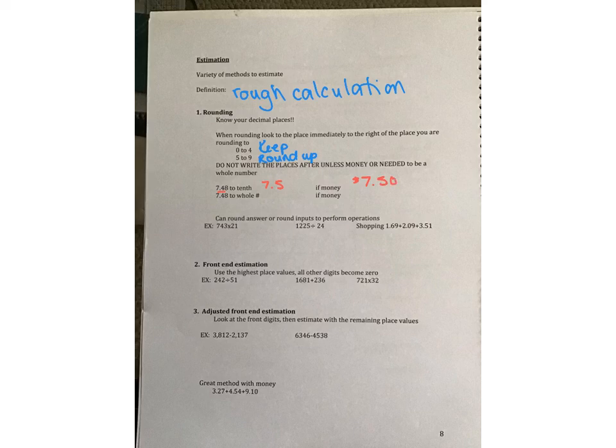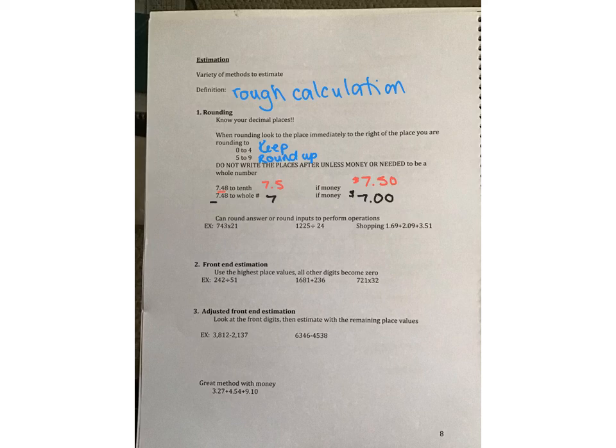Looking at the same number, but we're going to round it to a different place this time, we're going to round to the nearest whole number. So again, looking to the place to the right, this would just round to 7. It's not rounding to 7.00 unless we're talking about money. Then again, we are going to round to $7.00.